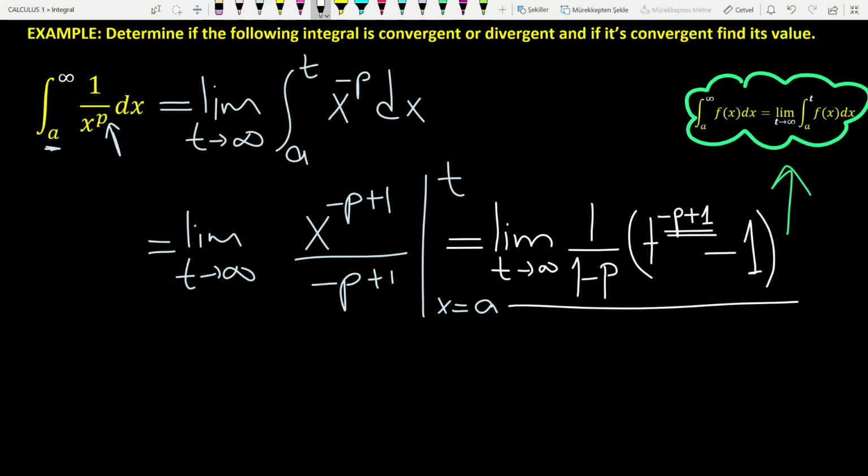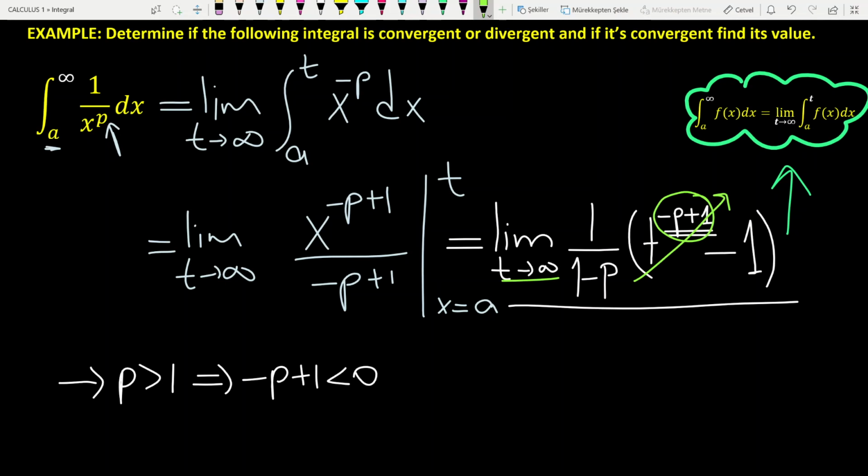We have two cases. The first case, when p is greater than 1: in this case, minus p plus 1 becomes negative, so the power of t becomes negative. So you have 1 over t to the power p minus 1, and when t tends to infinity, this term tends to 0. And the second case, when p is smaller than 1: in this case, minus p plus 1 becomes greater than 0. So what does it mean?